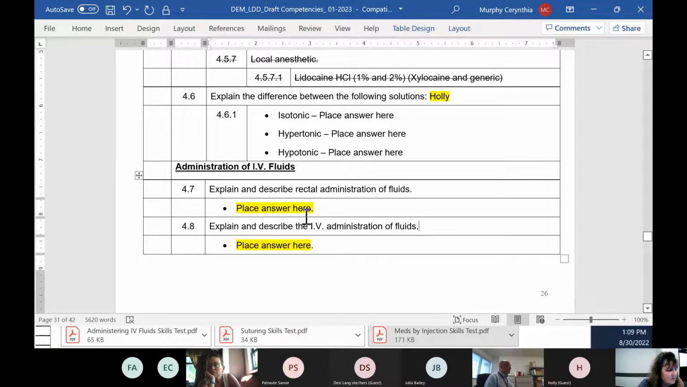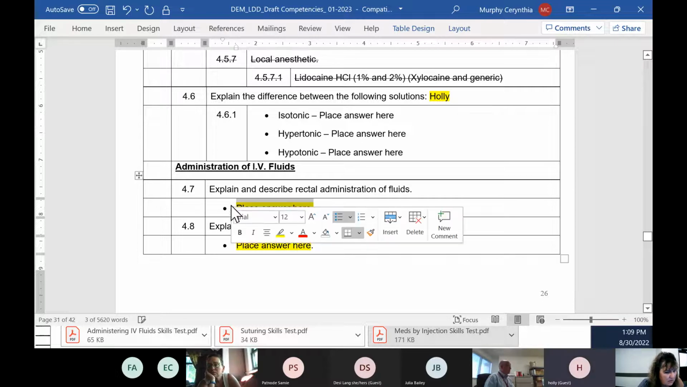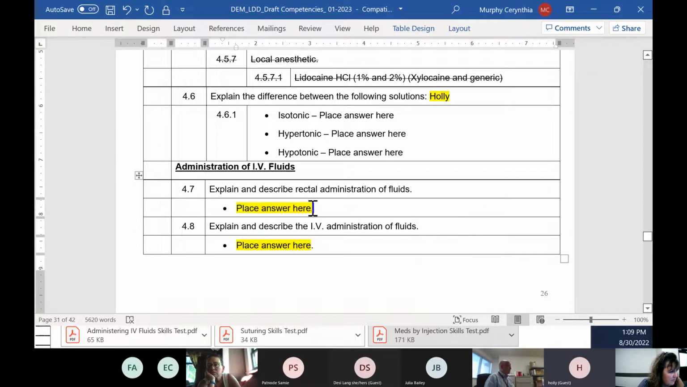So what would my answers be here? So maybe what we want to do is explain the use of rectal administration of IV fluids for IV administration or something like that. Is that maybe why this is here? Does that make sense?